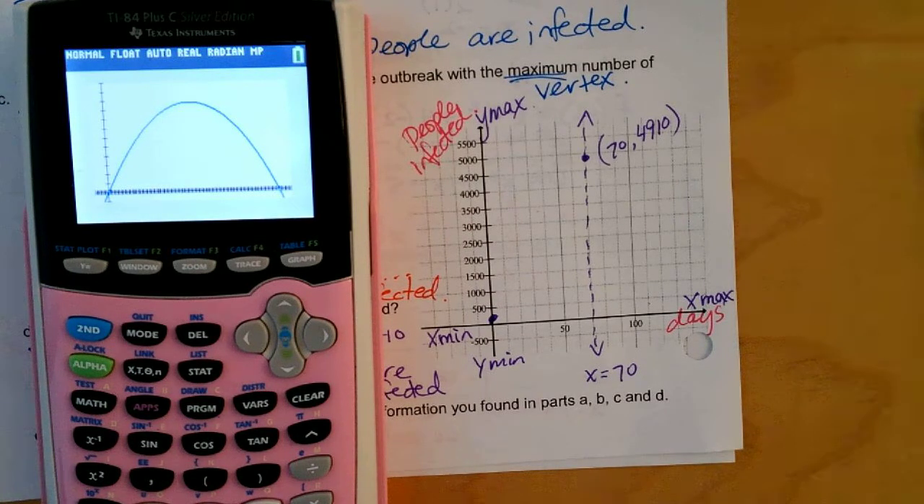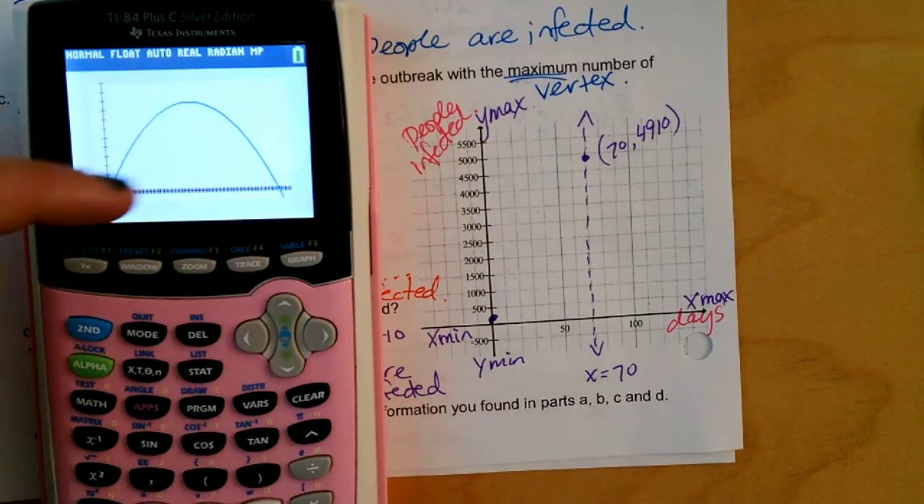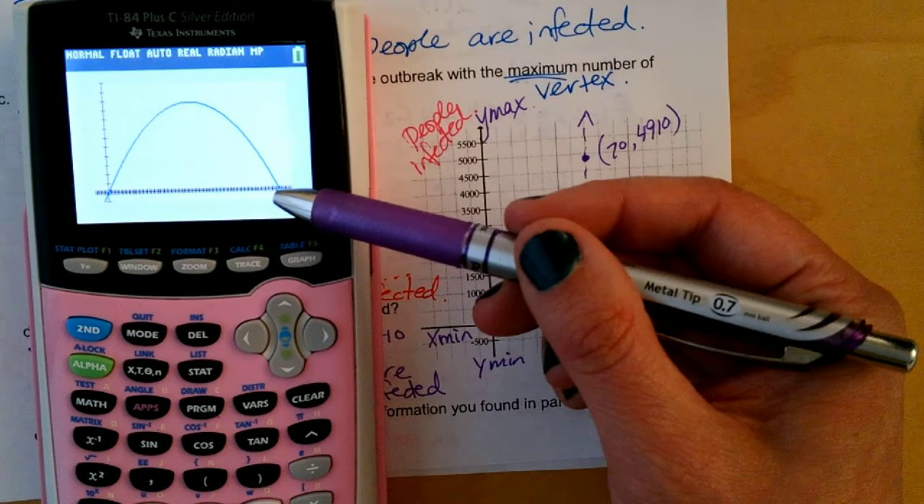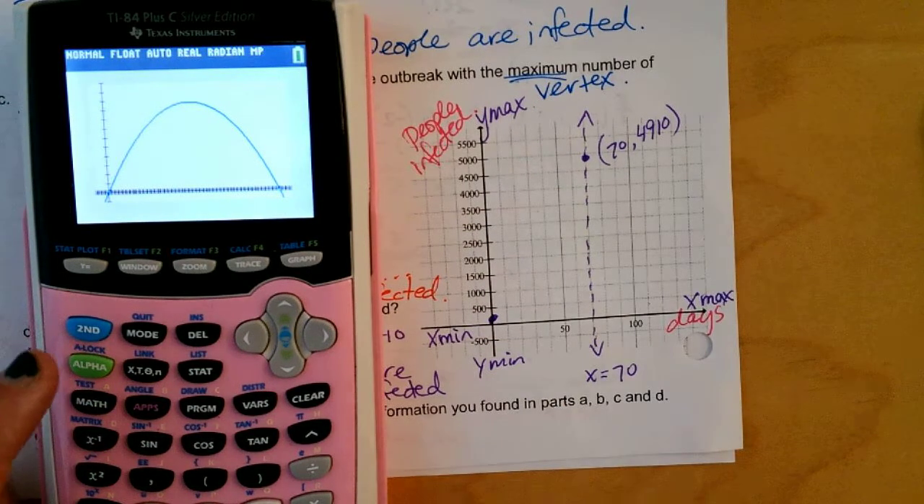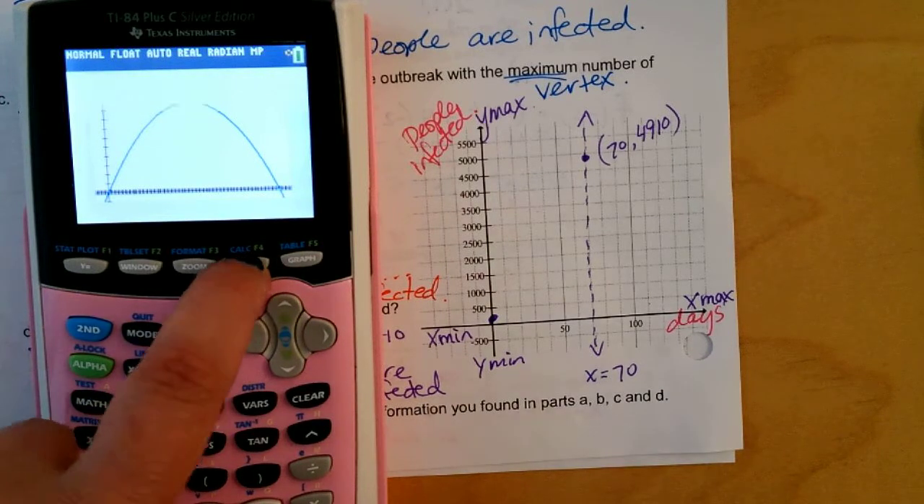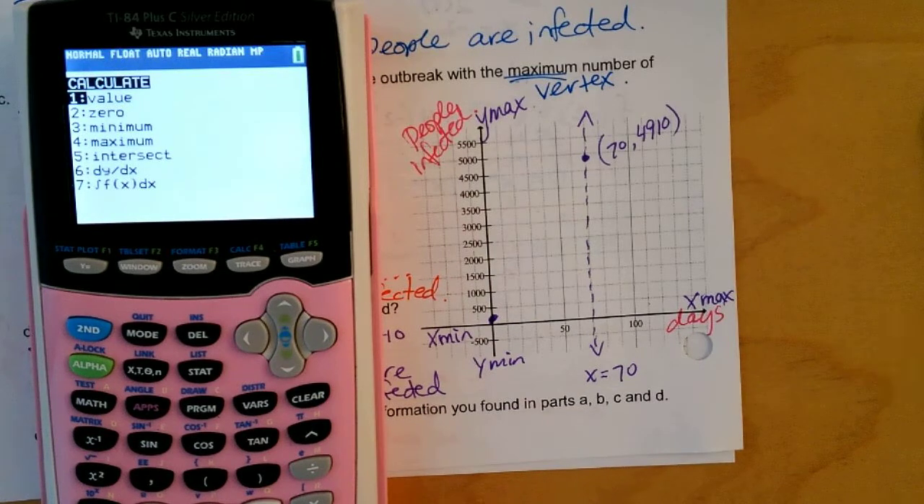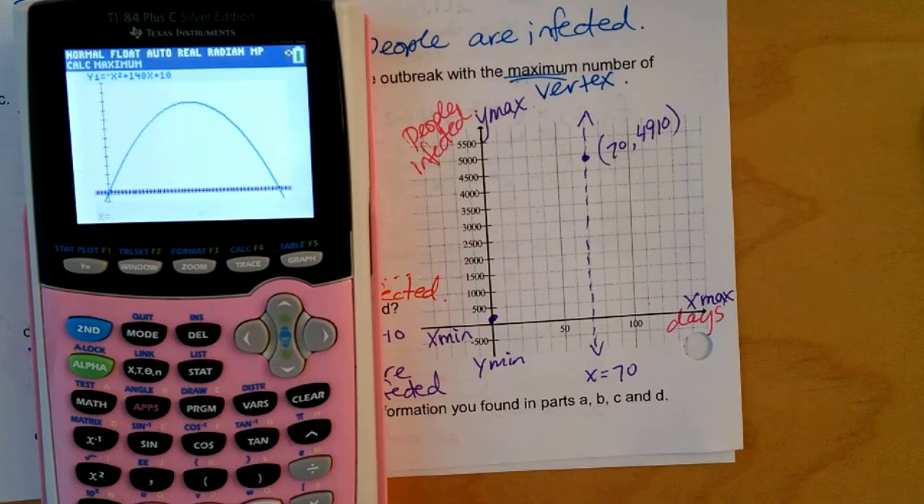Some of the features, remember, if we want to find the vertex and the intercepts, maybe we want to know how many days it takes before nobody else is infected, so 0 people are infected at a certain time. I'm going to show you two different things. How can we check the vertex? We go 2nd Trace, which takes us to a calculate menu. Which one of these is going to help me find the vertex? Maximum, exactly. So if I go to maximum, I can press enter.